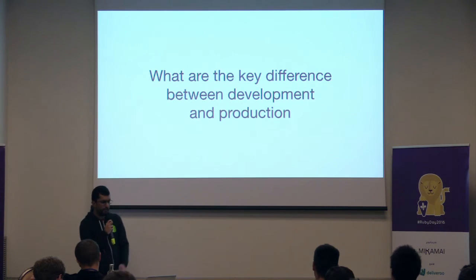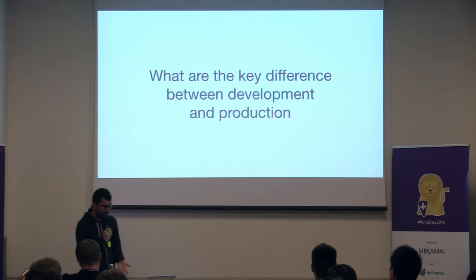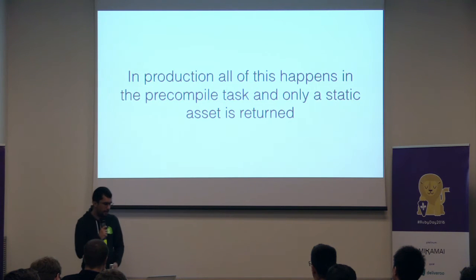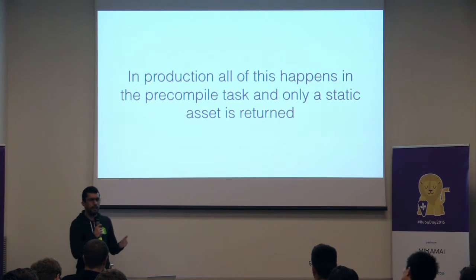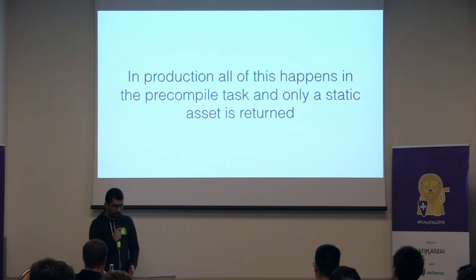What are the key differences between what happens in development and what happens in production? The only difference is that in production, all of this happens in the precompile task, and only static assets are returned. In development, all of those steps work when you do a request to an asset. So it's a lot of work to be done at runtime, and in production we actually compile all of those assets at deploy time, so you do not need to do all of that when you are actually executing your code.